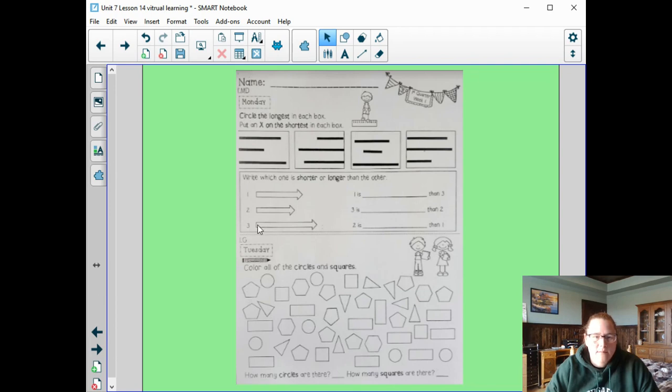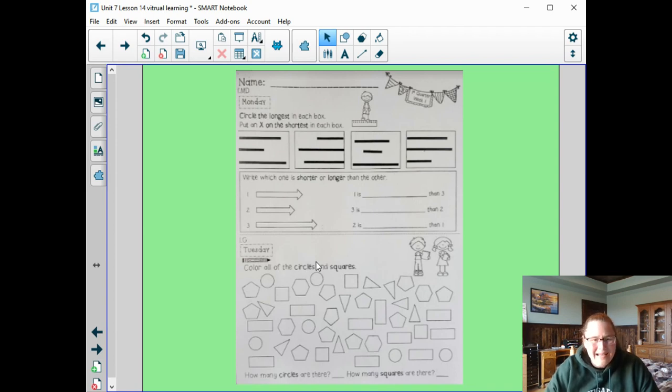Then you're going to look at number 3. Is 3 shorter than 2 or longer? Write that word. And then do that for the last one. 2 is blank, then 1. Look at number 2. Is it shorter than number 1, or is number 2 longer than number 1?